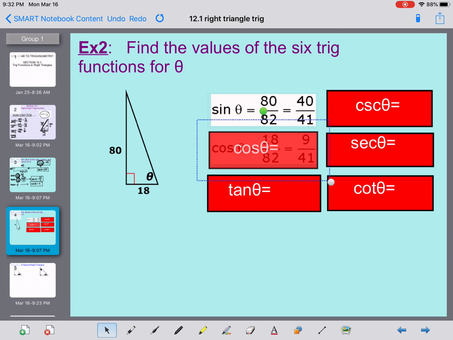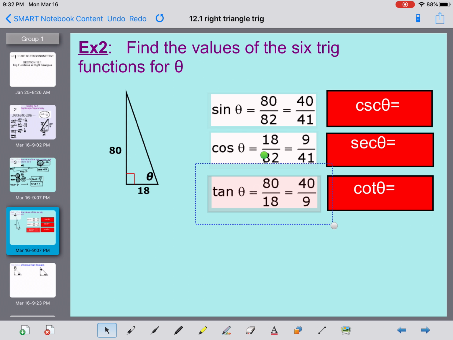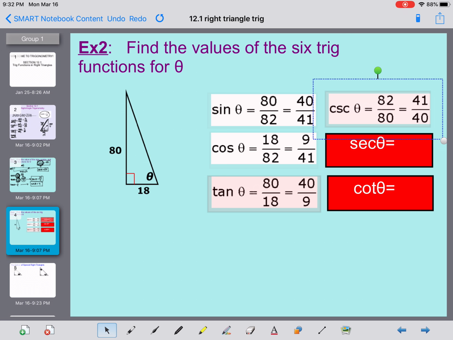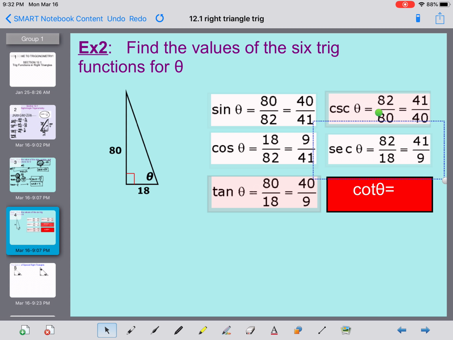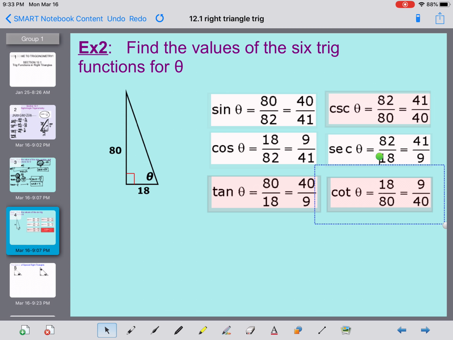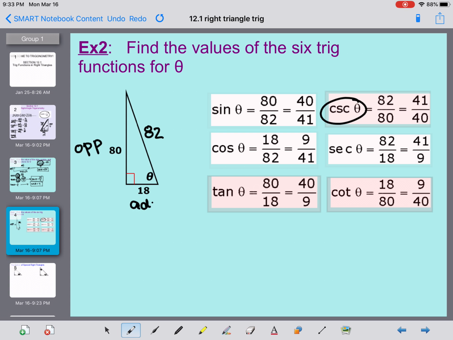All right, so here are our answers. Check to make sure you simplified completely. Check your notation. Make sure you have thetas in every answer. All lowercase letters. Make sure it's the correct letters. So cosecant is CSC, right? Don't make up your own abbreviation, okay? All right, and this hypotenuse was 82, right? This was the opposite side. This is our adjacent side, and this is our hypotenuse. Okay, next.